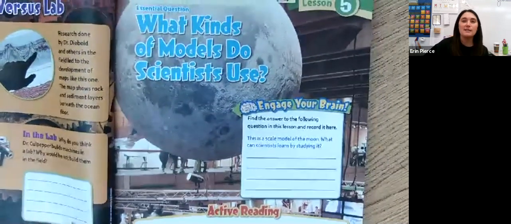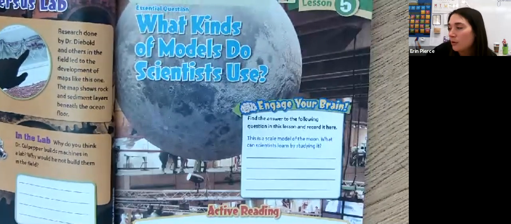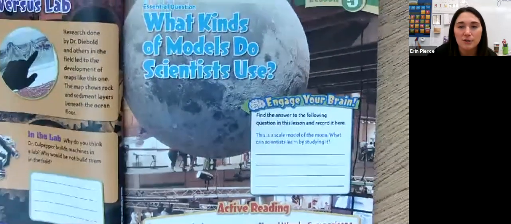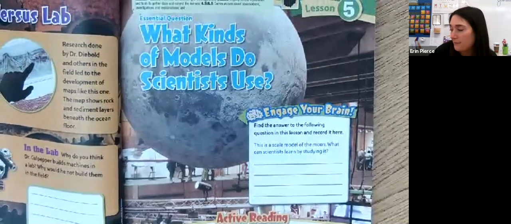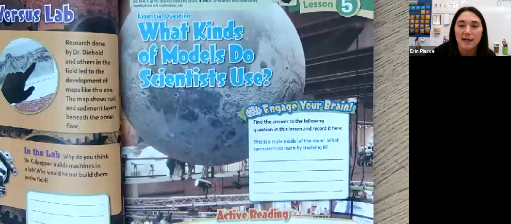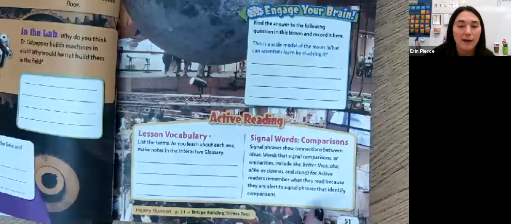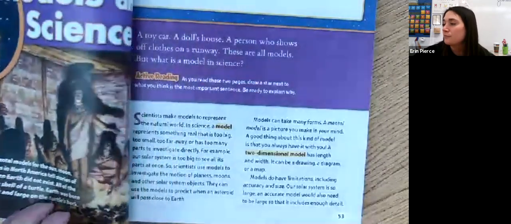short. So lesson 5 seems to be like a more normal lesson that we've been used to. So we're going to go ahead and skip to lesson 5 on page 51. What kinds of models do scientists use? And we see the lesson vocabulary that we will write at the bottom.